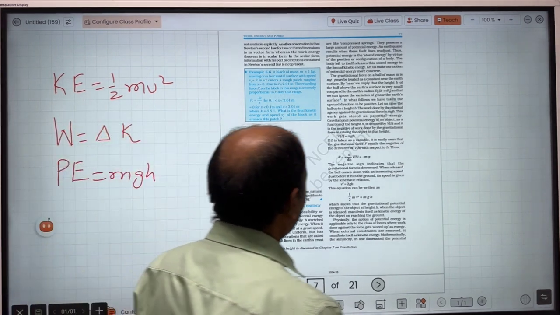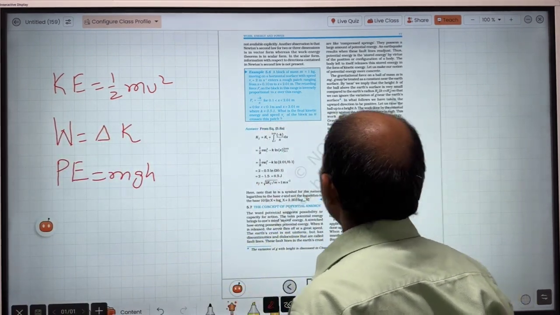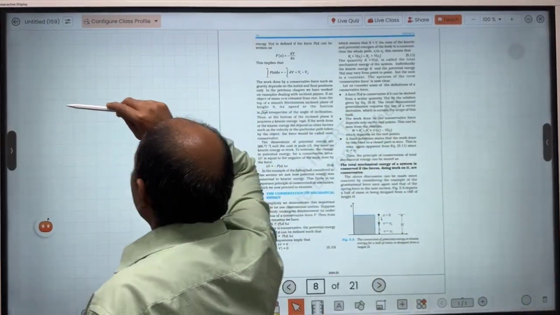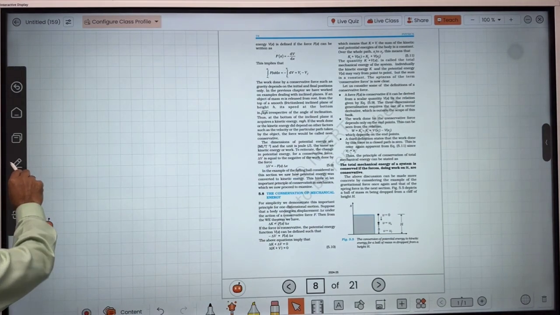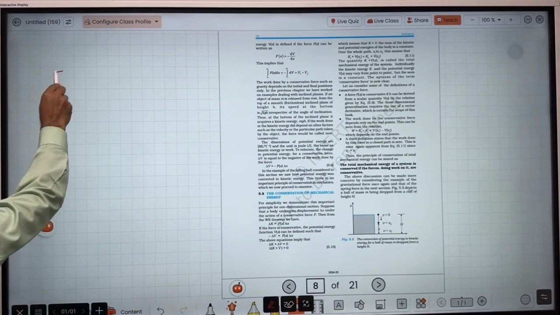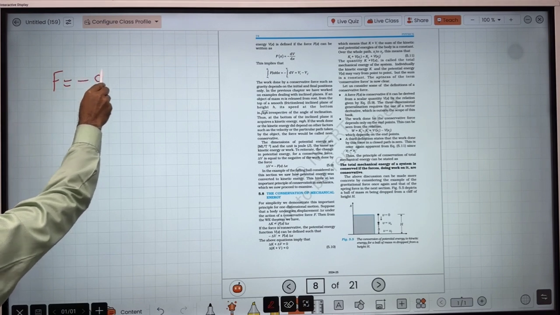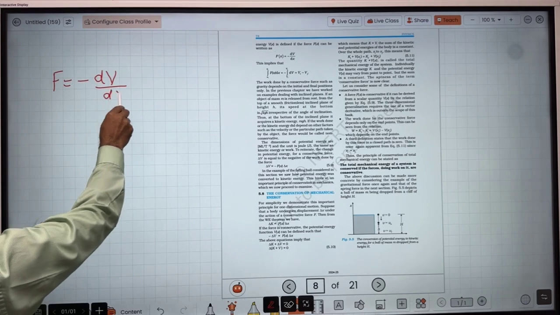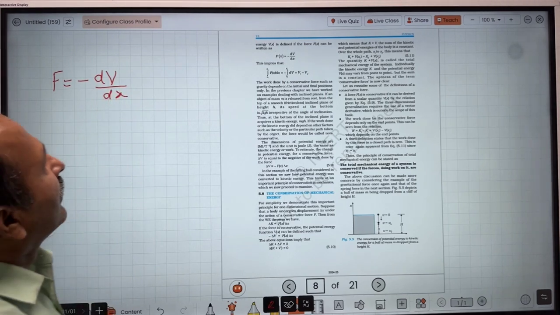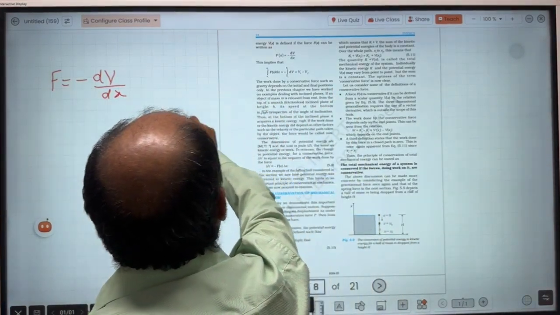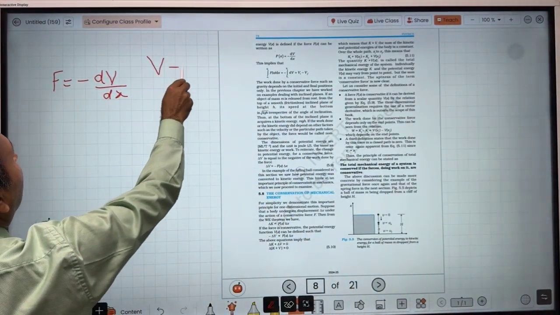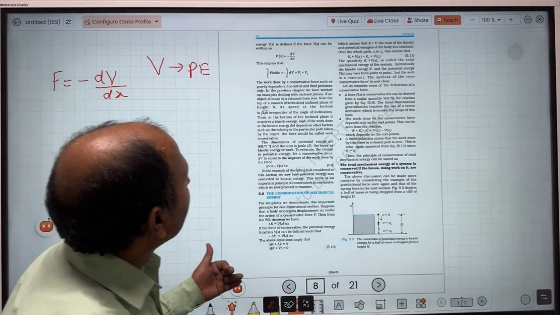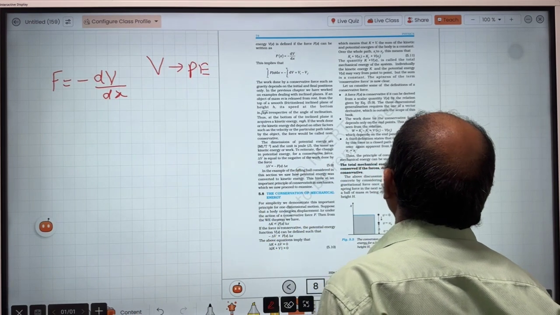Now here is one important concept: force is given as the negative gradient of potential energy. So what is important here? Symbol V is used for potential energy. Later on we will use a symbol like U, so don't get confused.